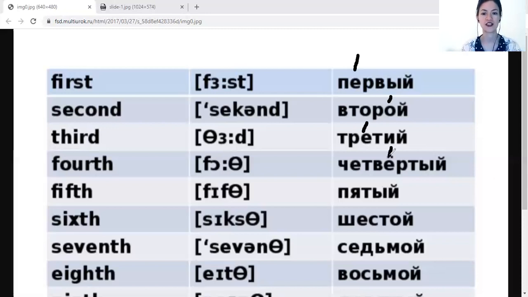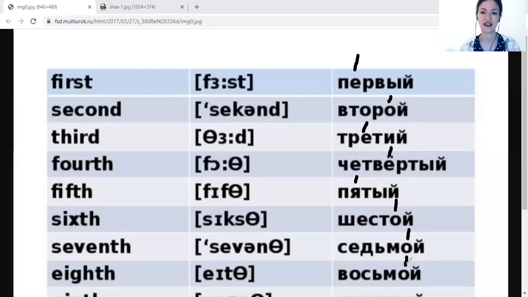Четвертый, пятый, шестой, седьмой, восьмой.